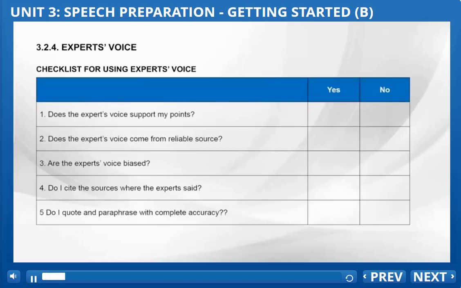So we have the checklist for using the expert's voice. First, does the expert's voice support my point? Does the expert voice come from a reliable source? Next, is the expert's voice biased? Next one, do I cite the sources where the expert said it? And last, do I quote and paraphrase with complete accuracy?